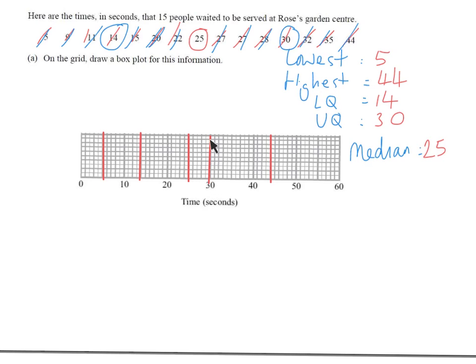Now these three are going to create a box, okay, like this, and you just extend a line out to the end of the whiskers. Okay, and that's an example of a box plot. I could probably have done a little bit better than that, but let me tidy it up a bit. And the box plot is completed.